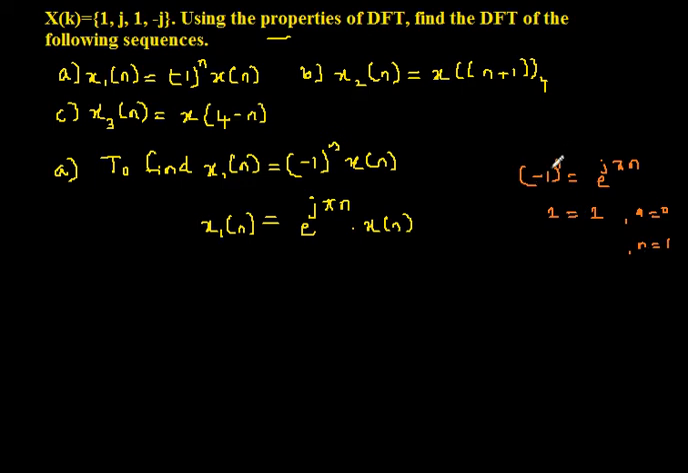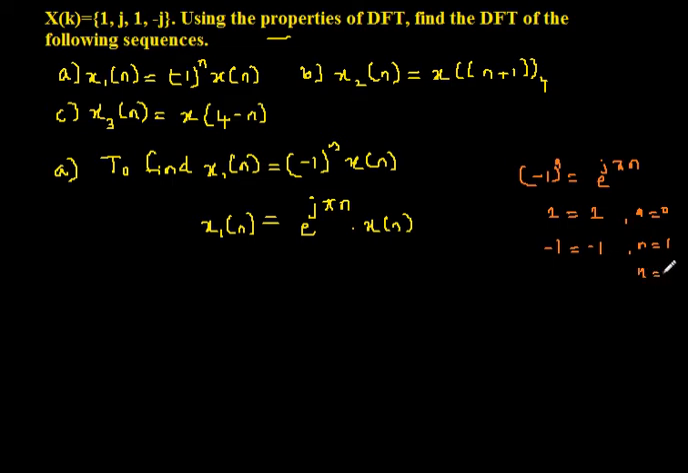If you put n equal to 1, it is minus 1 to the power 1, which is minus 1. Here it is e to the power j pi. What is e to the power j pi? It is cos pi plus j sin pi. Cos pi is minus 1, sin pi is 0. So you will get minus 1.